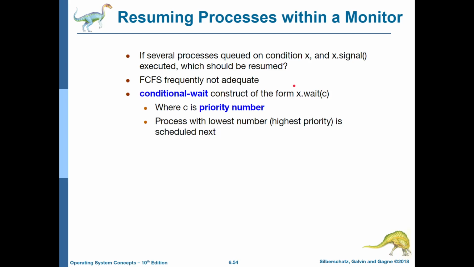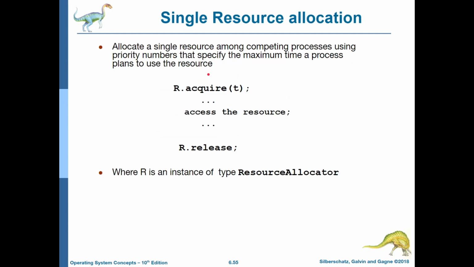So, if we have several processes queued on condition x and the signal is executed, which should be resumed? Well, sometimes first come, first served is not adequate. And so we can create what is called a conditional wait of the form x.wait(c), where c is a priority number. The process with the lower number, the highest priority, is scheduled next. So here we can have priority-based monitor actions.